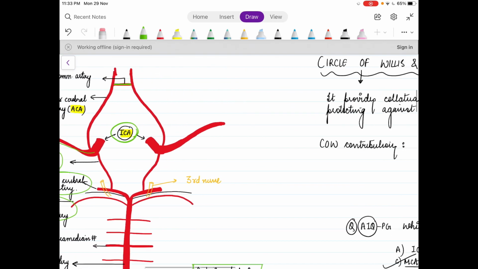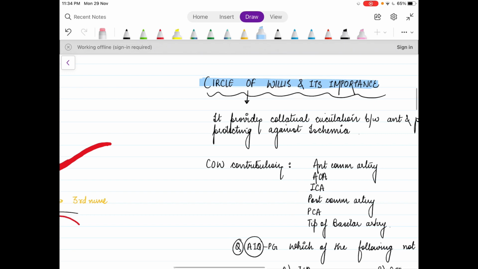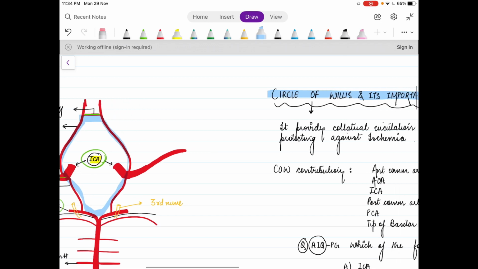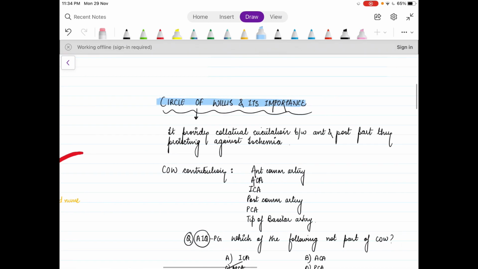Now we'll talk about the very important and very famous Circle of Willis. We all have heard about the Circle of Willis, and now we'll also talk about what the Circle of Willis is and its importance. The circle formed here is known briefly as the Circle of Willis. But why is the Circle of Willis so important? It is very important because it helps in providing a collateral circulation between the anterior and the posterior part of the brain, thus protecting against ischemia.